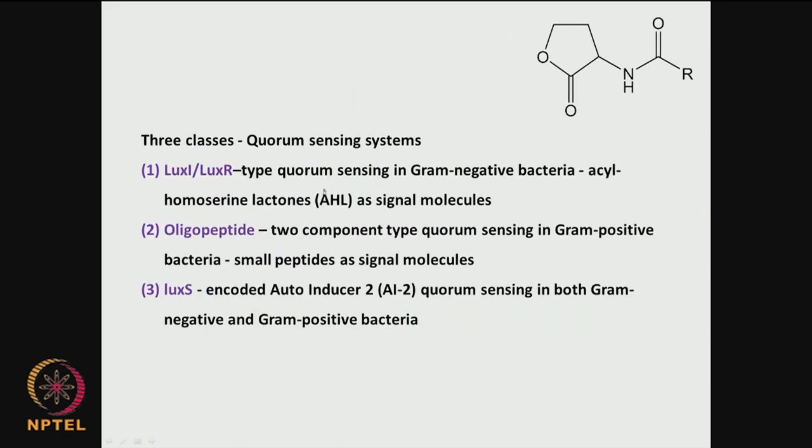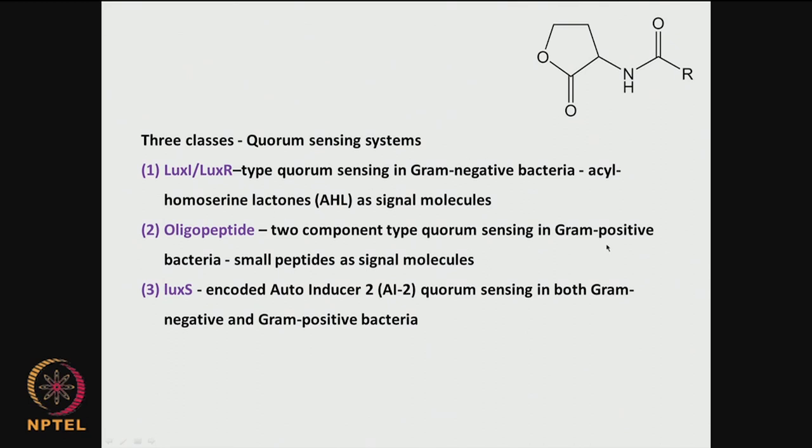So, three classes of quorum sensing systems have been reported. The first one is related to gram-negative bacteria. There are two proteins, LuxI and LuxR. These are quorum sensing proteins in gram-negative bacteria, and the signaling molecule is called acyl homoserine lactone. This is the structure of acyl homoserine lactones. There are a lot of these functional groups. The lactone ring is there, and there could be longer chains, so you can have hydrophobic molecules, or very short hydrophilic ones. These are all called signaling molecules, produced by gram-negative bacteria. At a certain threshold concentration the phenotype of these bacteria changes, because they realize their population density has reached a threshold value.